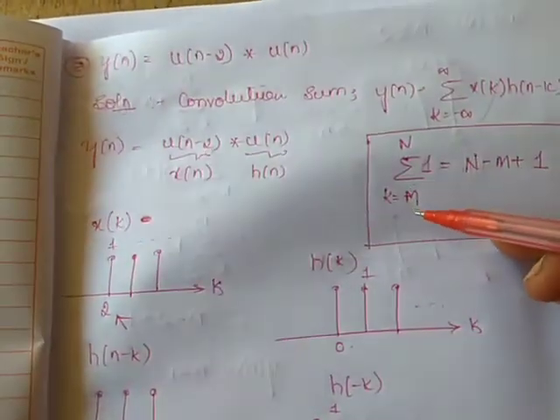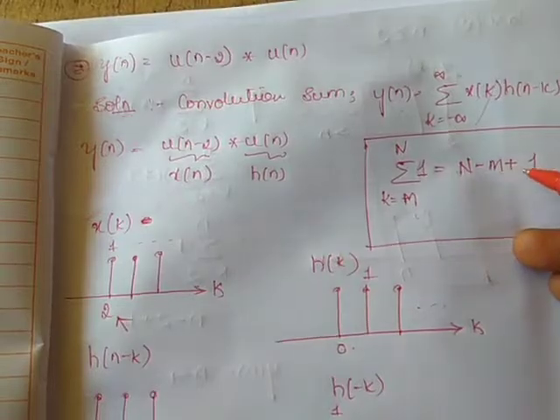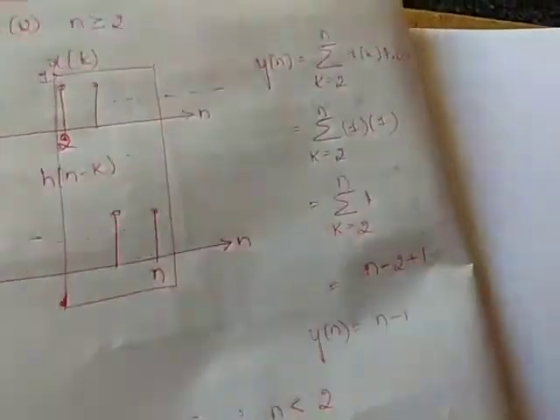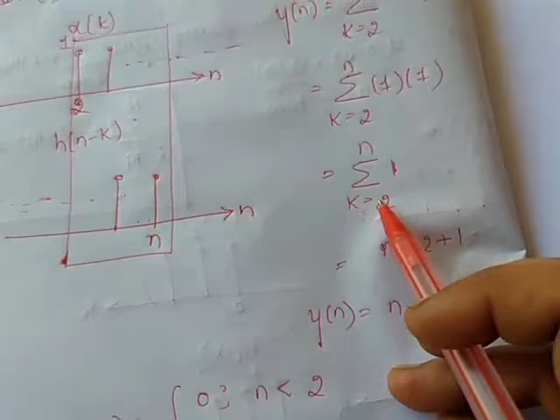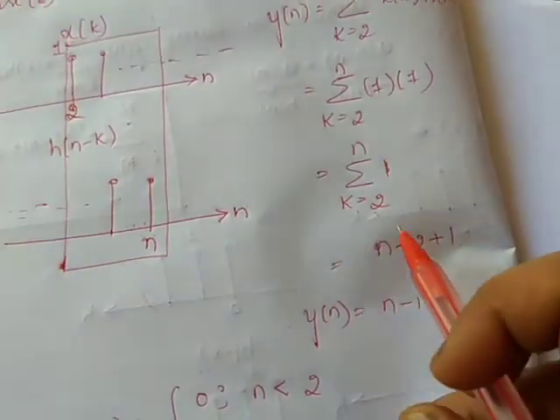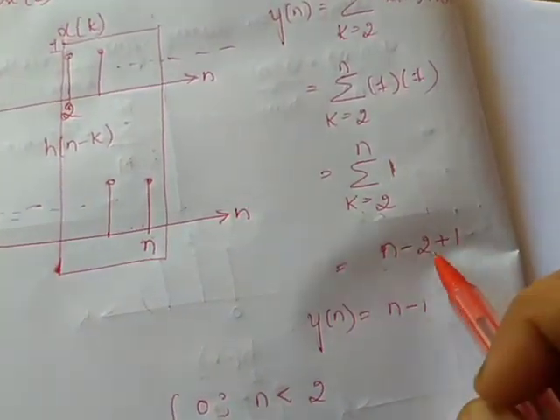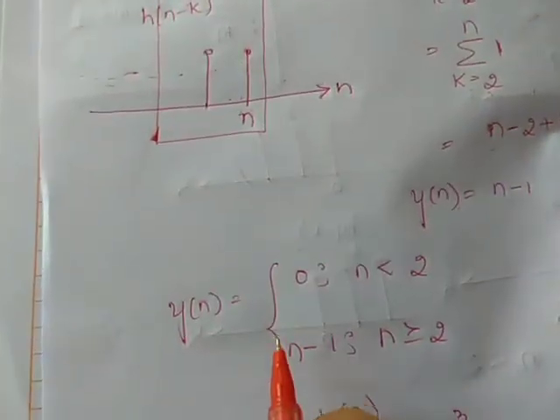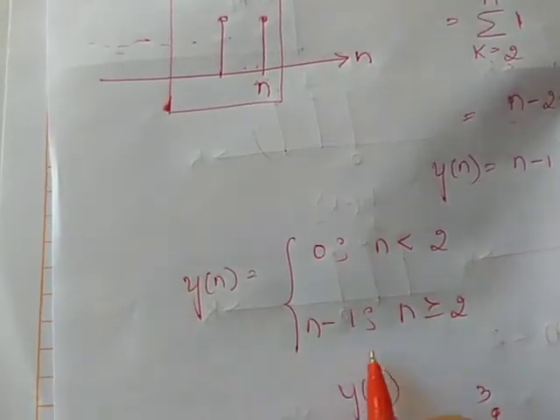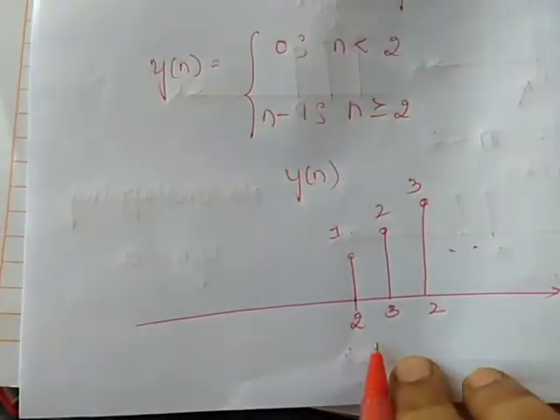Just now I had given you one formula: summation k is equal to m to n, n minus m plus 1. There, in place of n we have small n, whereas in place of m we have 2. So it is upper limit minus lower limit plus 1: n minus 2 plus 1, which is y of n equal to n minus 1. So the expression for y of n is 0 for n less than 2, n minus 1 for n greater than or equal to 2, or if you sketch it, it looks like this.